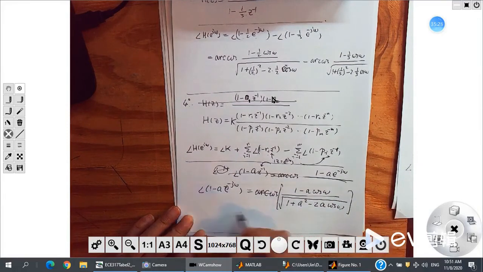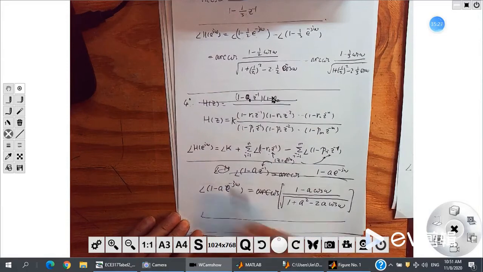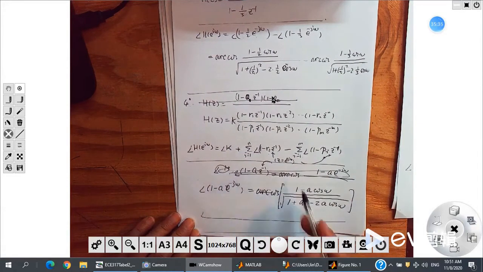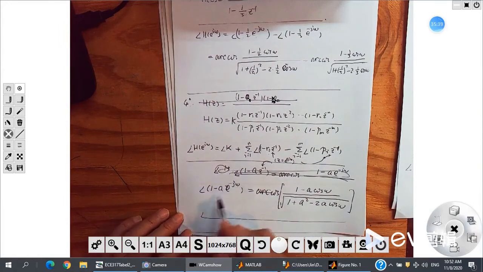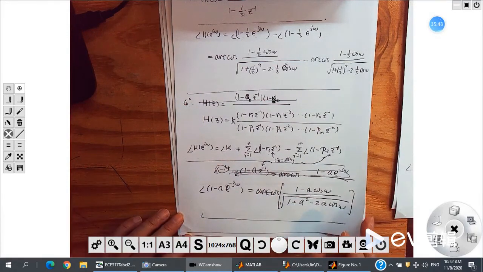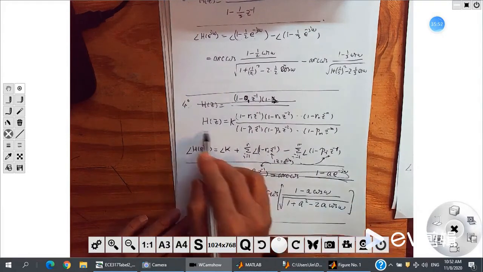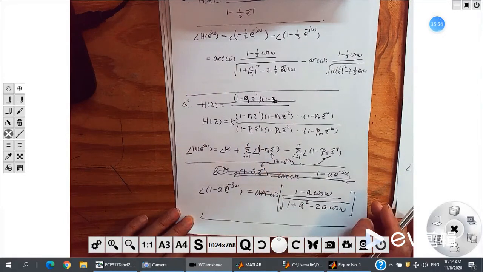So the angle will be a formula like this. It's very long, so for these kinds of things you should use a computer. If omega is given and you want to know the angle, you just plug it into the formula and let the computer work on it. All right, so this is the first case, the most general case.